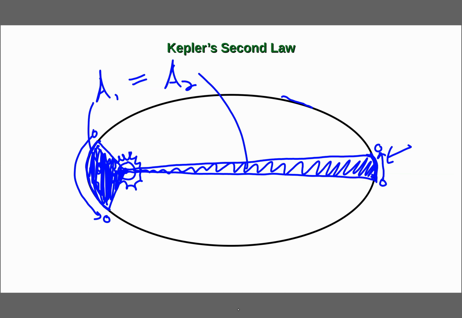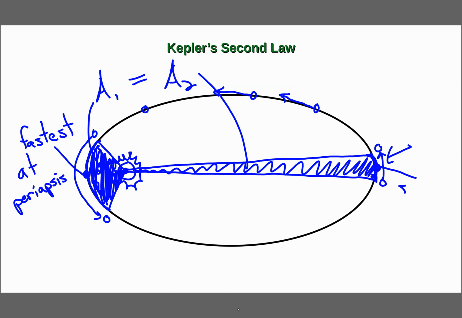Their velocity is still going to be tangential to the ellipse at any point, okay? But the velocity is changing as it goes around all the time. The velocity is changing, and it moves fastest right here at periapsis, okay? Fastest at periapsis, okay? And it moves slowest over here at apoapsis.